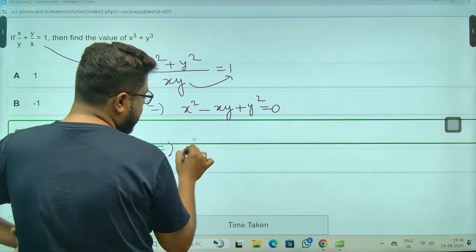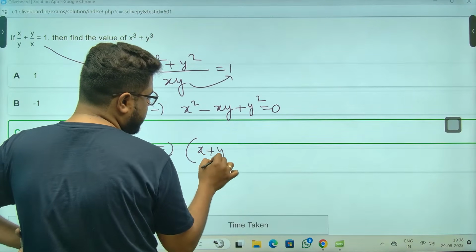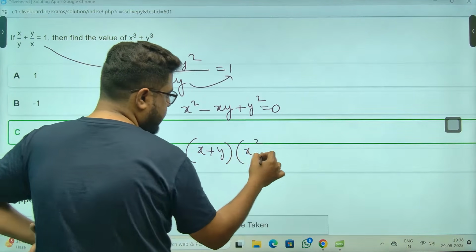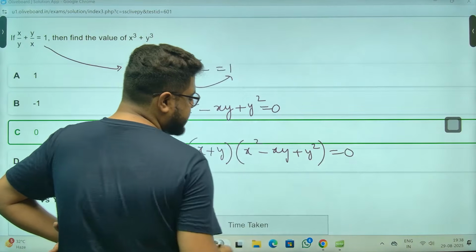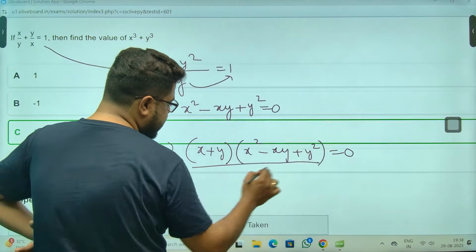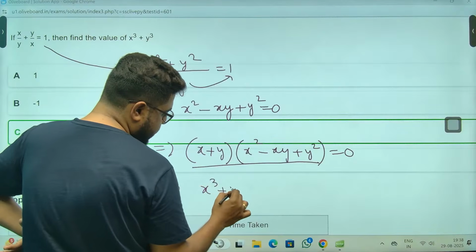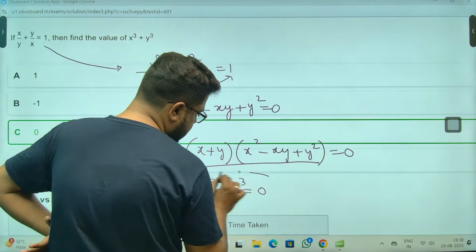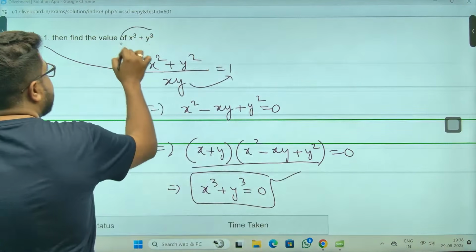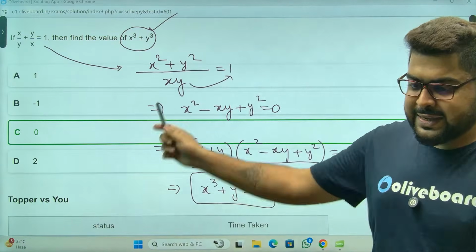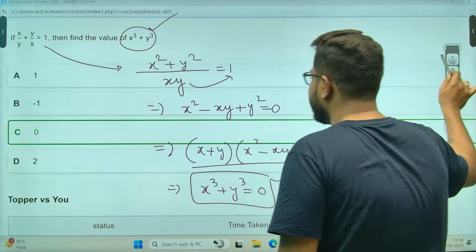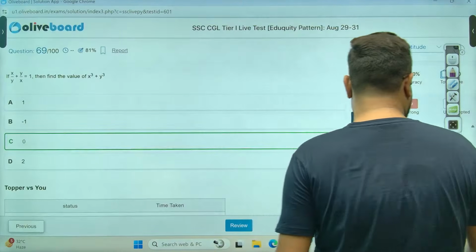So now multiply x plus y on both sides. 0 into x plus y is 0 only, sir. You see, this is the formula for x cube plus y cube. That is what they are asking, sir. So please remember this. This is very important.